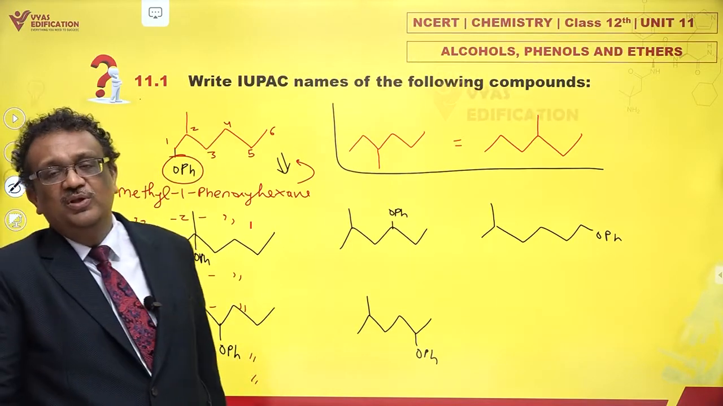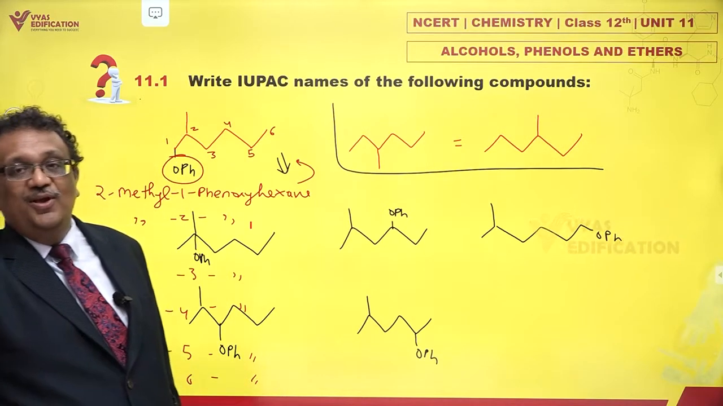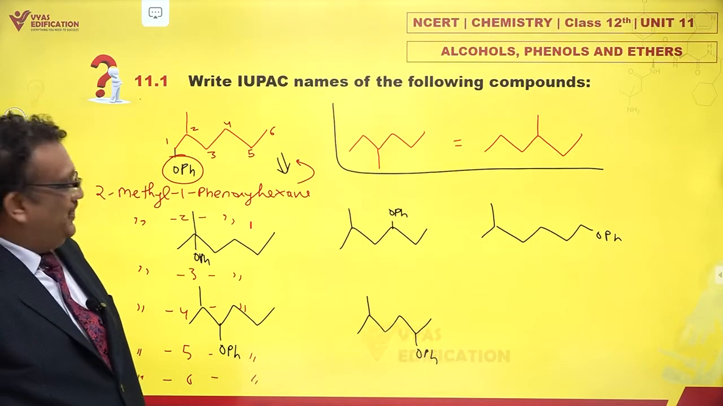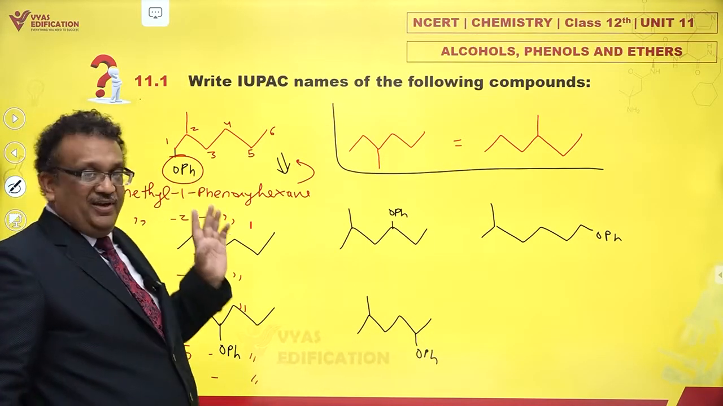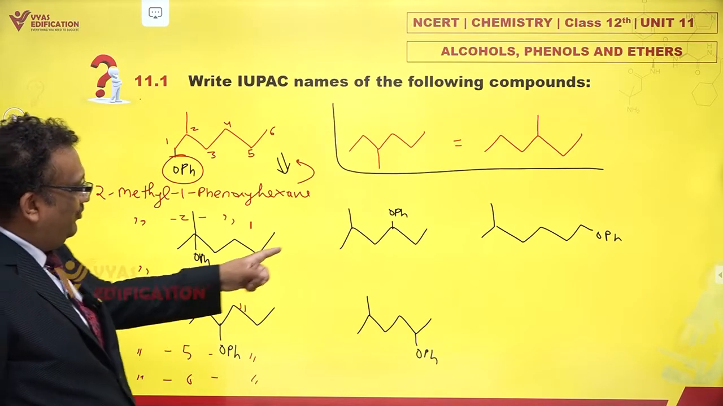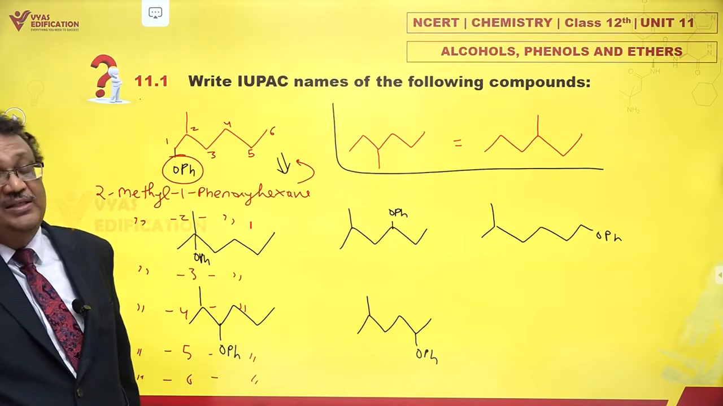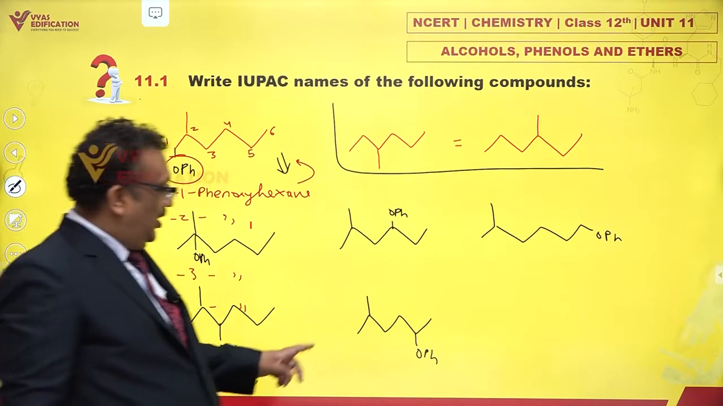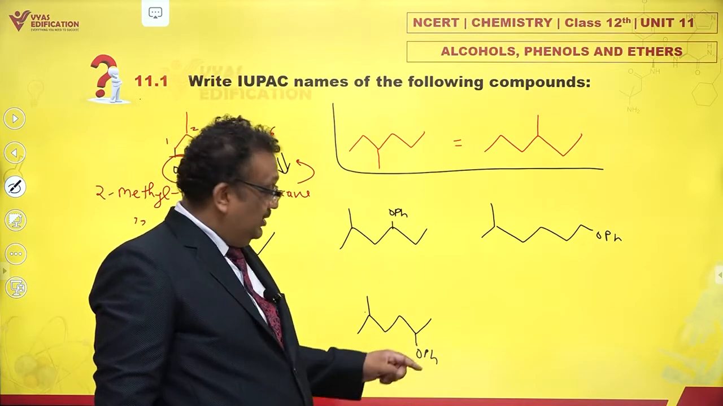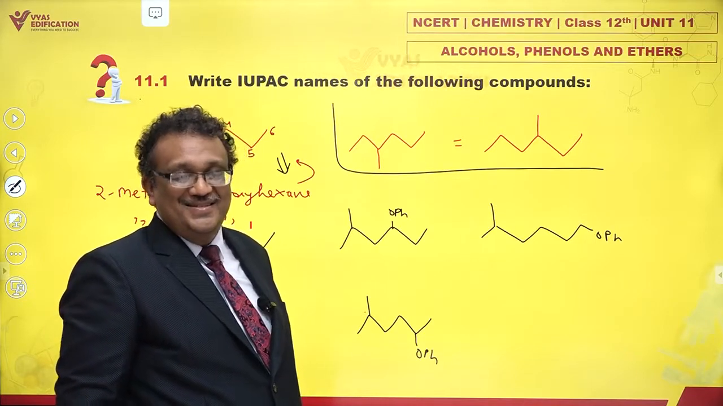OPh will simply go on changing its location, and you might think that this is the order in which we can number them. But there is a small problem. This is fine. 1-phenoxy, 2-phenoxy, even 3-phenoxy, 4-phenoxy, no problem. The moment you come here, 5-phenoxy, there is a competition. How would you number this? Is this 1, 2, 3, 4, 5? Or 1, 2, 3, 4, 5, 6? Yes, there is a doubt.